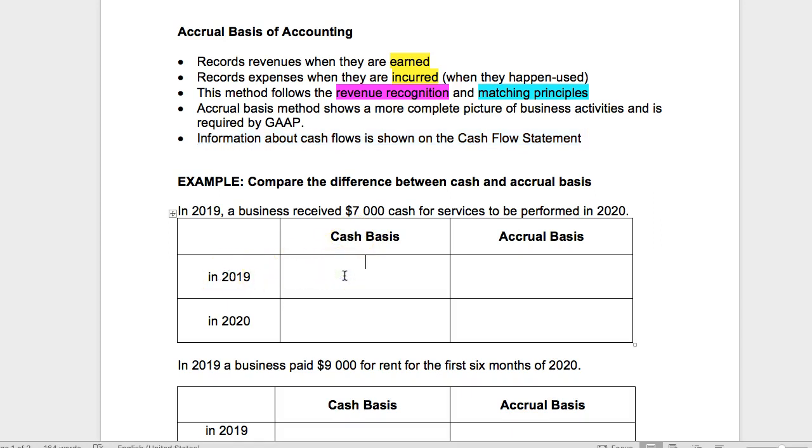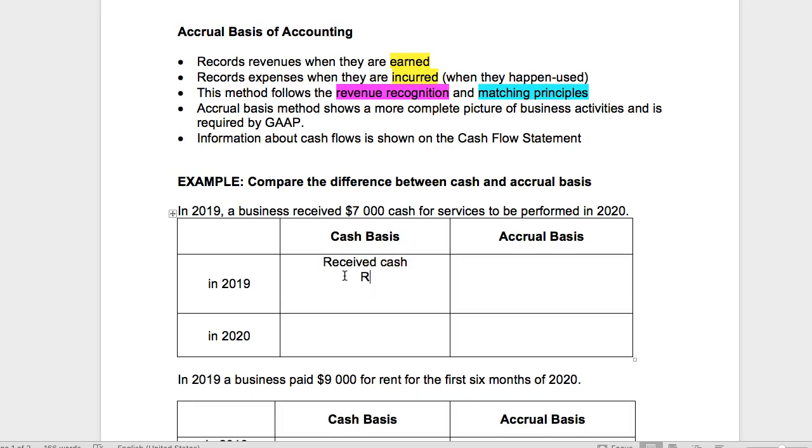In 2019, because you received cash, then this would be your revenue, $7,000. In 2020, there's nothing to record. All right, what about in accrual basis? So remember, in accrual basis, we're thinking about when did we earn the revenue. So in 2019, the business received the cash in advance from the customer. They have not provided the services yet.